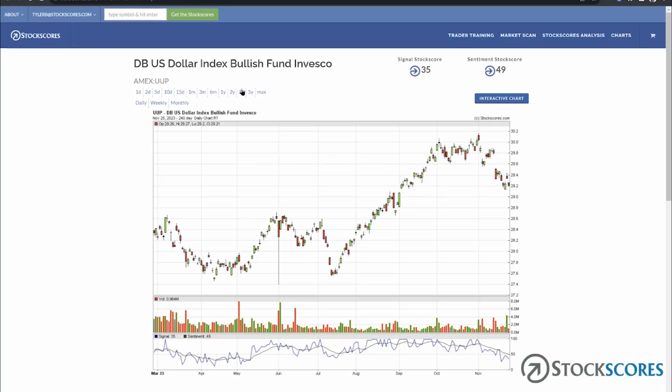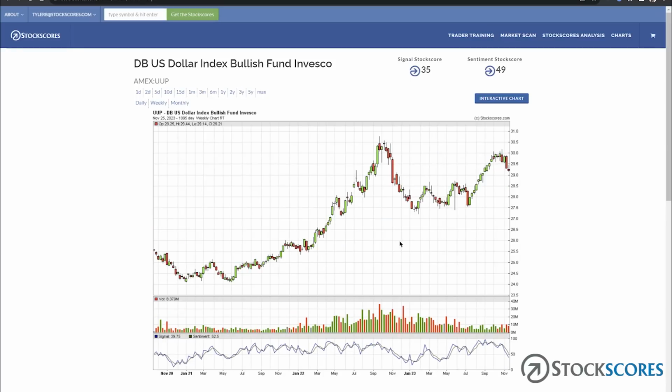If we put this in the context of the long-term chart, here's the 3-year weekly chart. You can see that we had a nice run higher in the US dollar as the bond market was going down and interest rates were going up. Now it's starting to roll over, meaning interest rates are starting to fall again. That's negative for the US dollar.